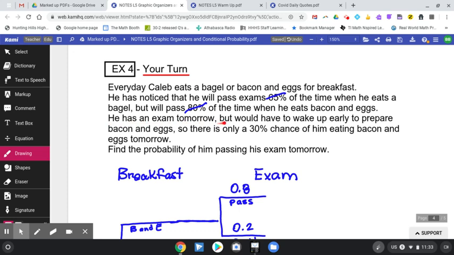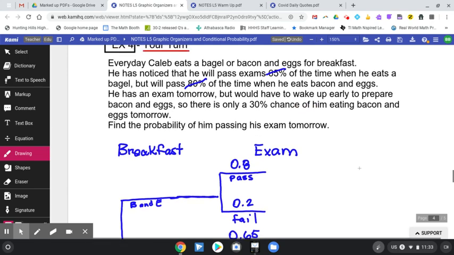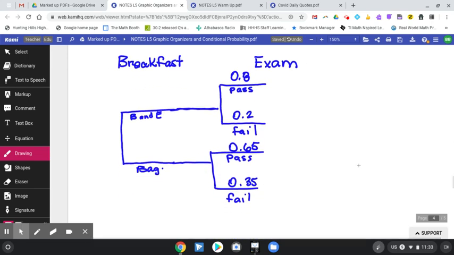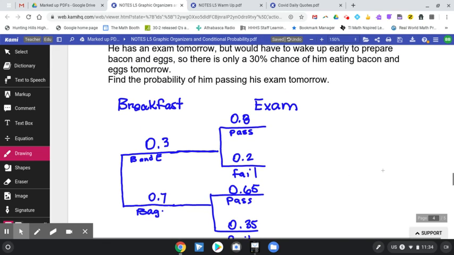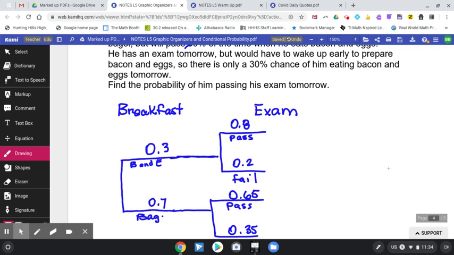He has an exam tomorrow, but would have to wake up early to prepare bacon and eggs. So there is only a 30% chance of him eating bacon and eggs tomorrow. So the 30% goes in here, decimal form. And if there's a 30% chance of him eating bacon and eggs, then we assume there's a 70% chance of him eating a bagel.